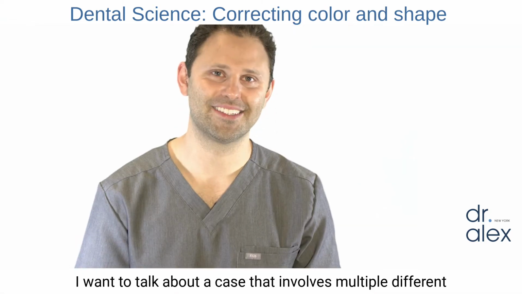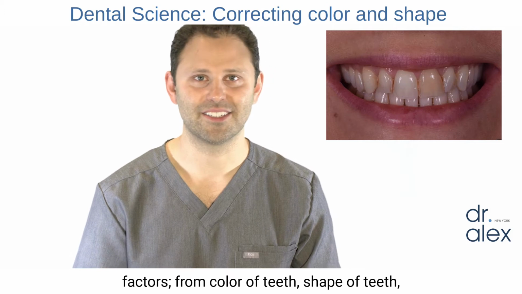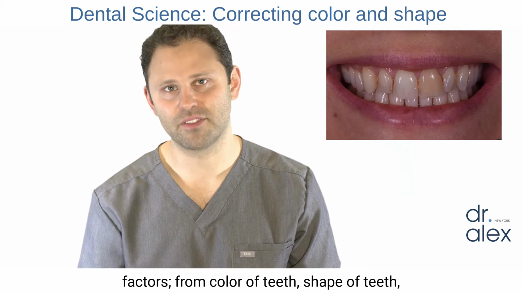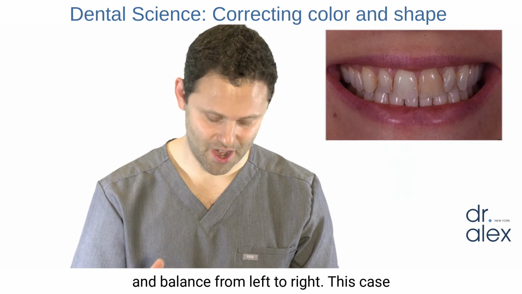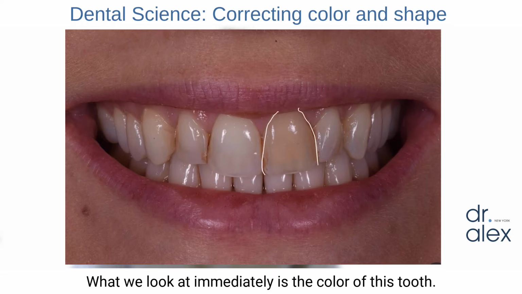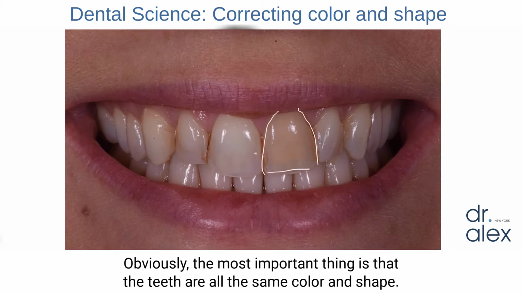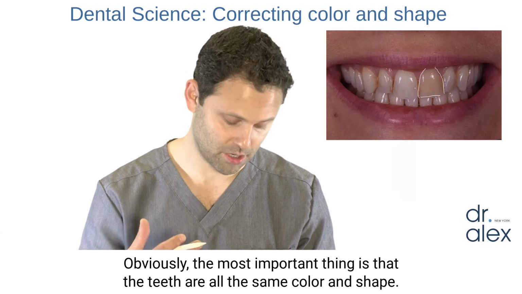I want to talk about a case that involves multiple different factors, from color of teeth, shape of teeth, and balance from left to right. This case that we're looking at has a lot of different variables in here. First and foremost, what we look at immediately is the color of this tooth. Obviously, the most important thing is that the teeth are all the same color and shape.